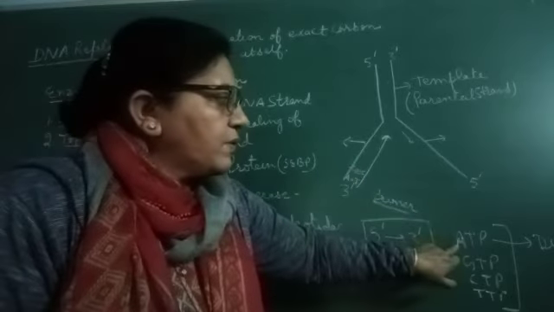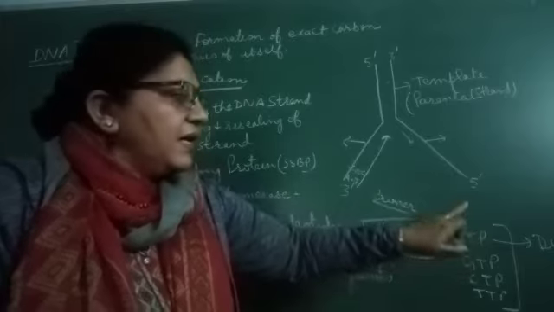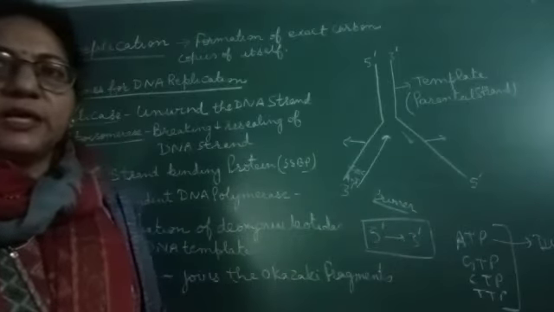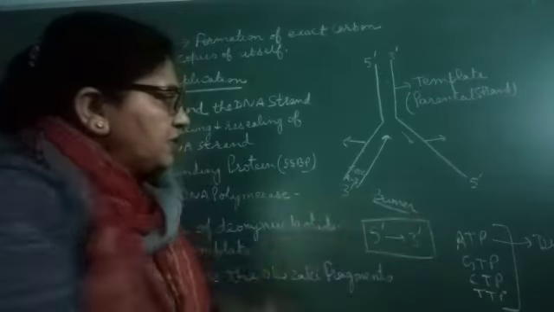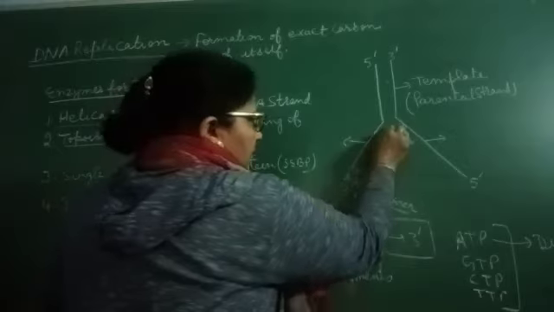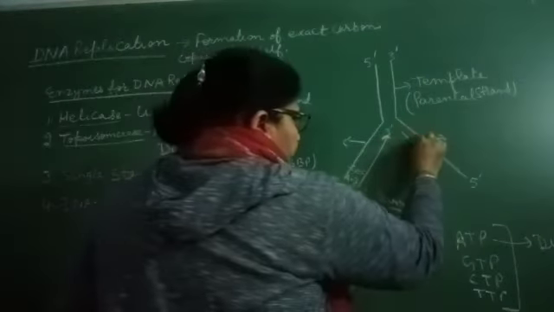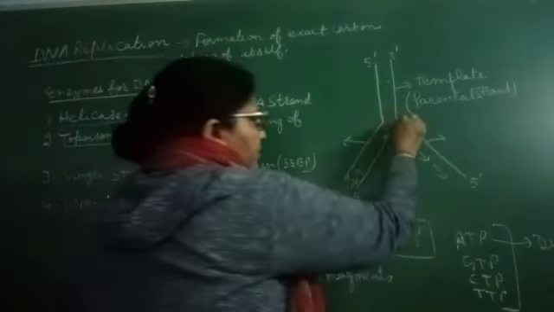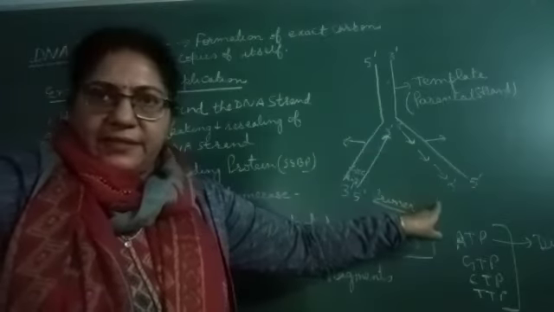What is the dual role of ATP? That is adenosine triphosphate. It is a dual role because it helps in providing the energy, and along with that, it acts as a substrate. So this is from 5' to 3'. It is a continuous strand, and here you will find the primers in the fragments. This is again from 5' to 3', but in the fragments.